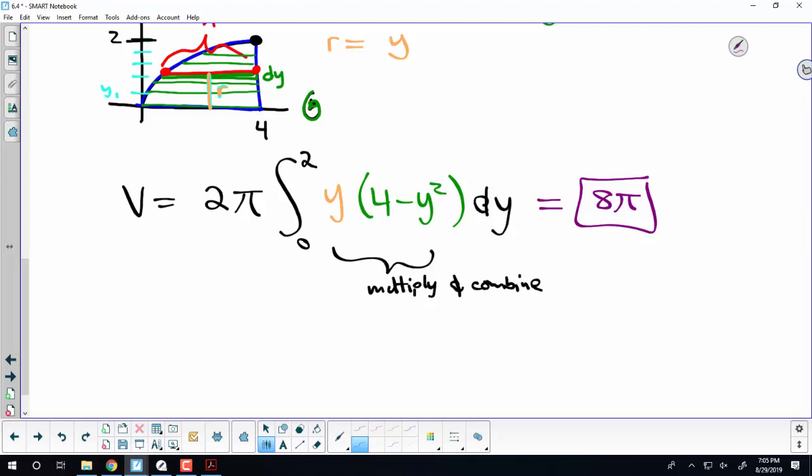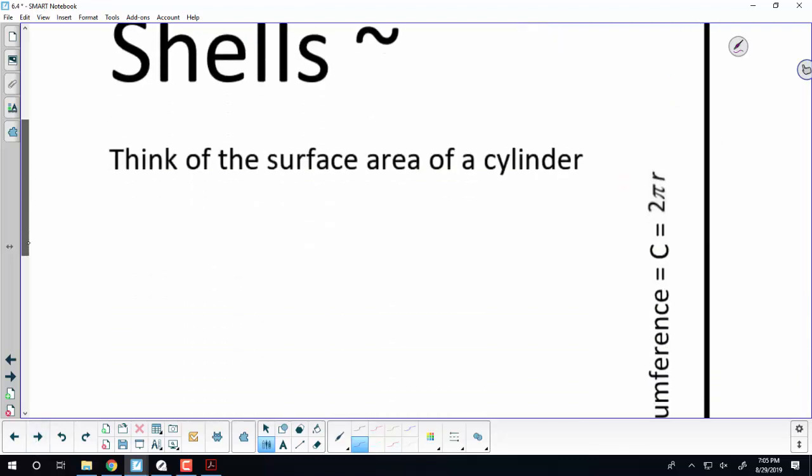Any questions? And don't write r squared either. The r squared showed up when we were computing the disk or washer method, because we had those cross sections as circles or washers. So it's just 2 pi times the radius times the height for the shell method. Everybody good? Questions on that?